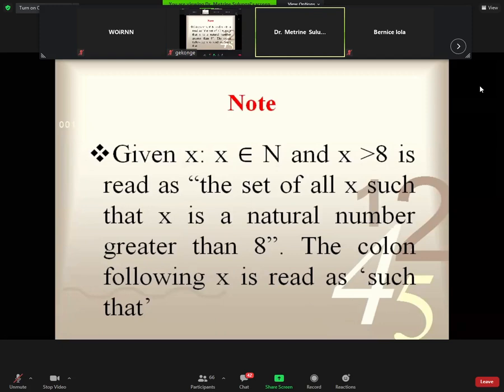So suppose we are saying given X, such that X is a member of natural numbers, or a member of N, and X is greater than 8, what does that mean? Which is the first number in this set? If X is greater than 8, it means the first one is 9, because 9 is a natural number. Then 10, like that.